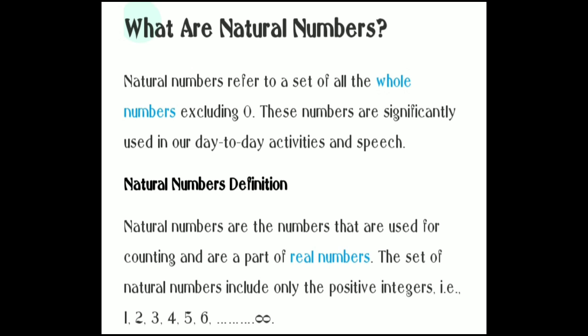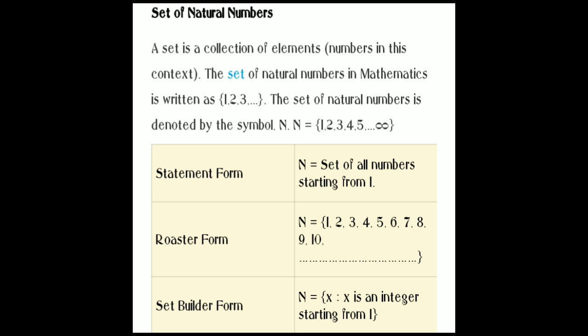Examples of natural numbers. Natural numbers, also known as non-negative integers, are all positive integers. A few examples include 23, 56, 78, 999, 10,202, and so on. So, next, the set of natural numbers. A set is a collection of elements or numbers in this context.